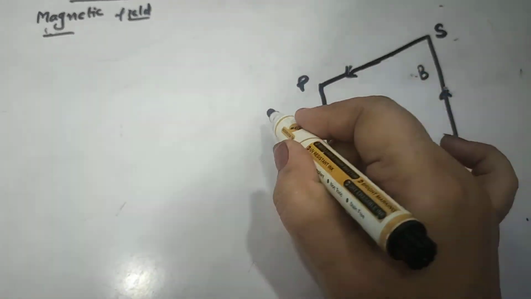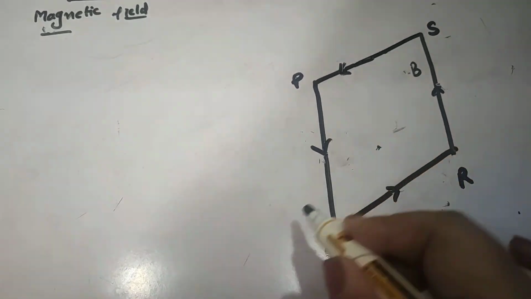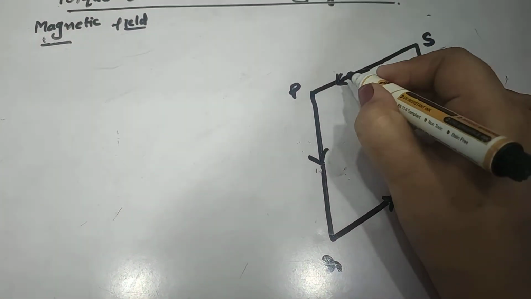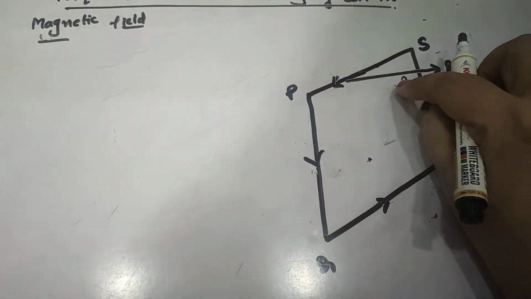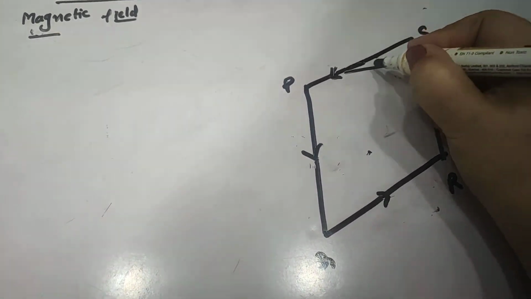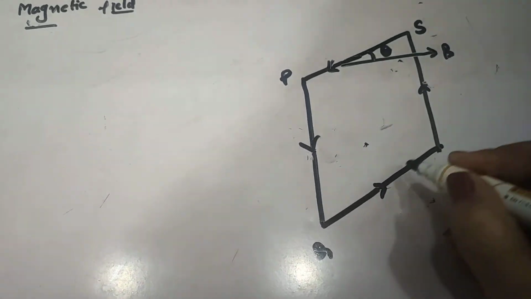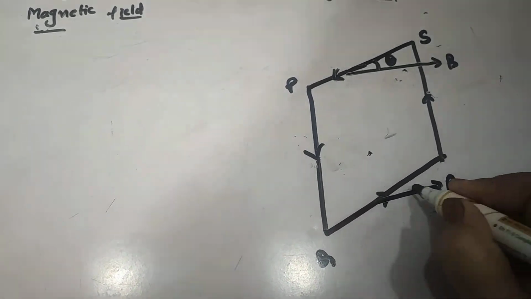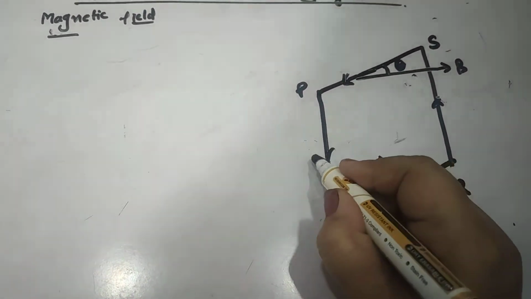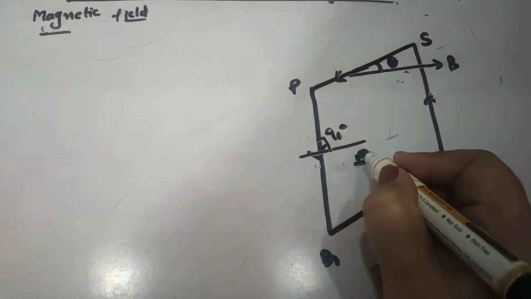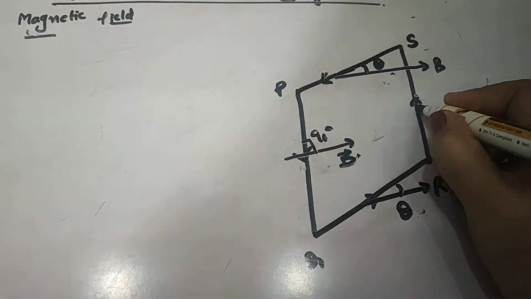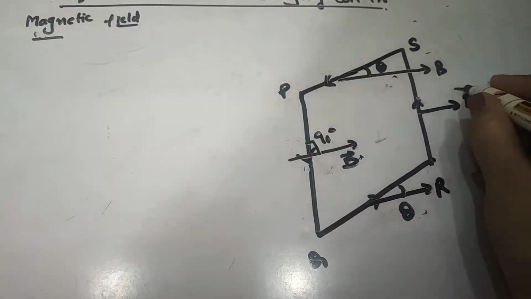So the uniform magnetic field direction is along this direction like this. So the angle is theta at this point. So this magnetic field B is making an angle theta. Again this is also theta, and naturally this angle will be 90 degrees, and this is the direction of the magnetic field, and this is also 90 degrees.